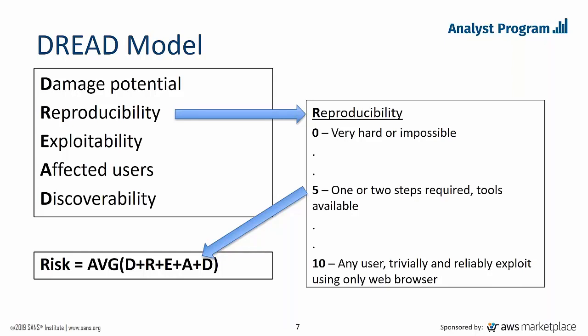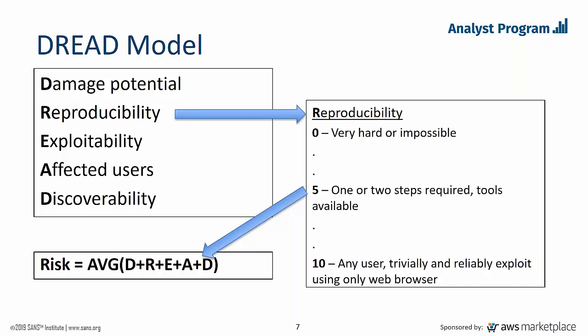In a DREAD model, what you do is you take each of the particular threats that you've enumerated somehow against your particular asset. So if you've got a forward-facing web application that provides some kind of service to your customers, I'm going to do a threat model against that particular asset, and for each of my threats, I'm going to score them on this DREAD model.